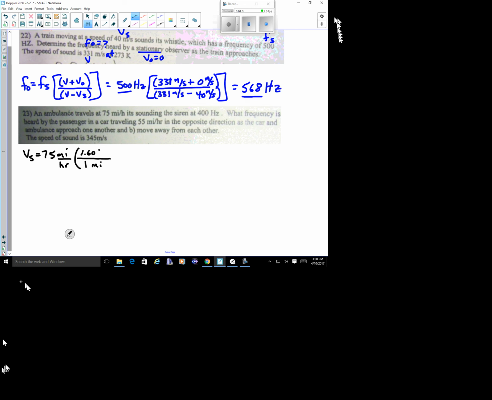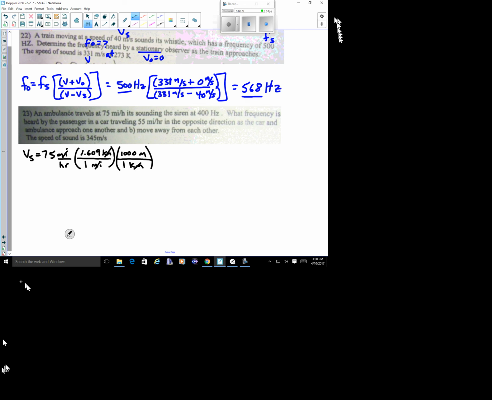But I don't want kilometers per hour, I want meters per hour. So I'm going to get the kilometers to cancel out by putting 1 kilometer on the bottom and 1,000 meters on top. So now those kilometers cancel out, the miles canceling out. So now I got meters per hour. Well, I don't want meters per hour, I want meters per second.